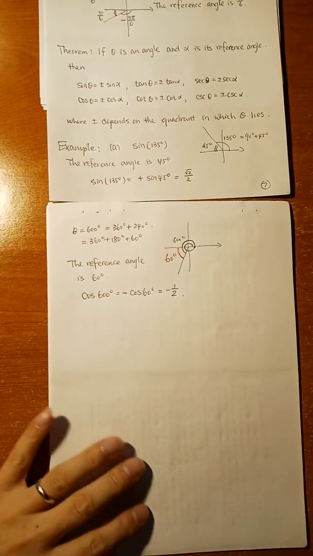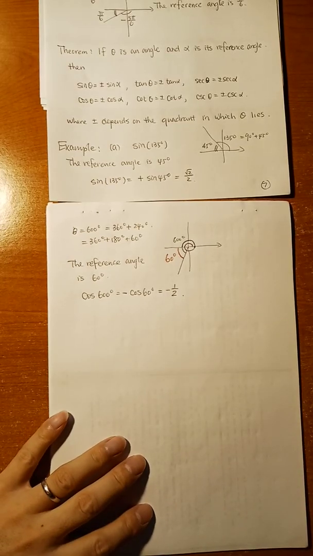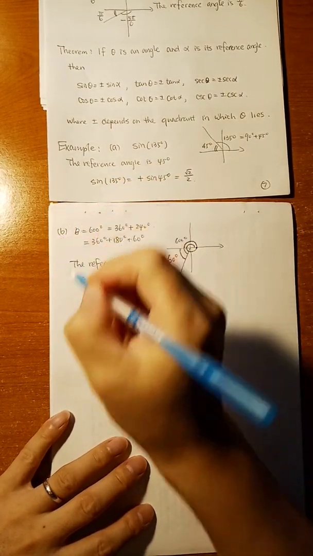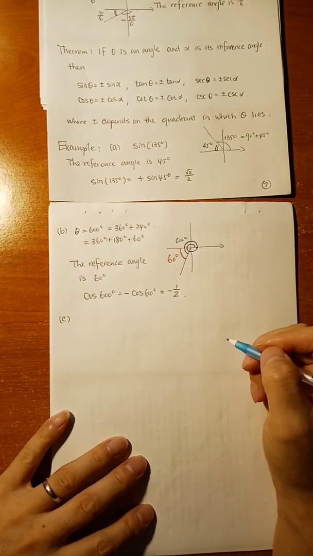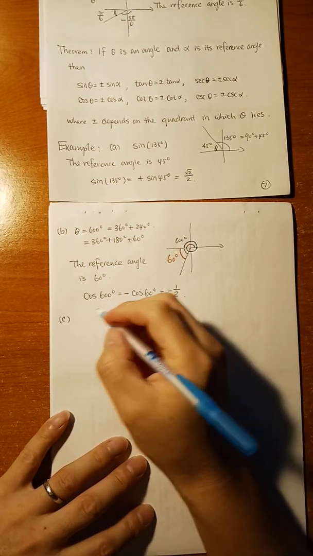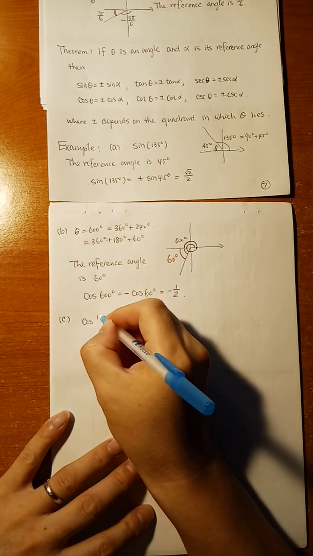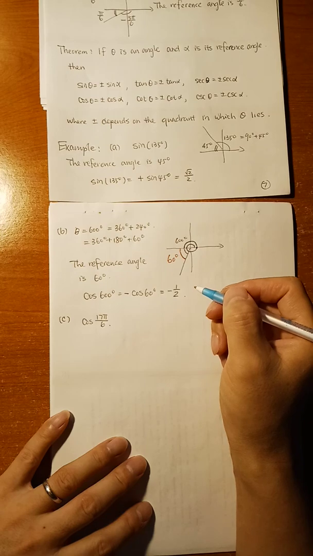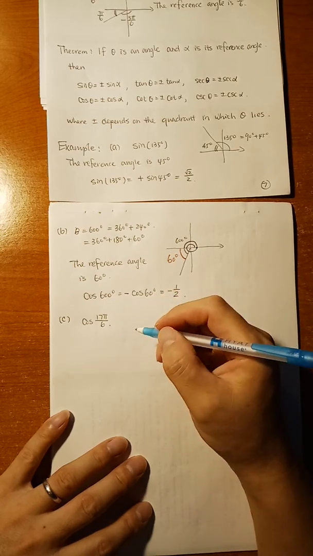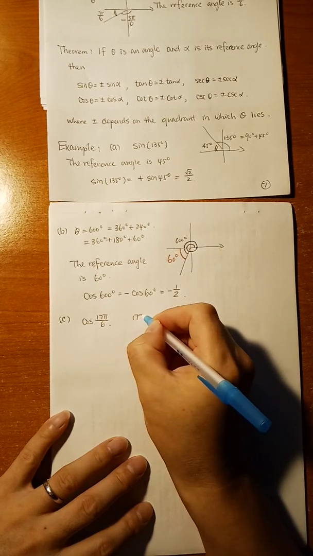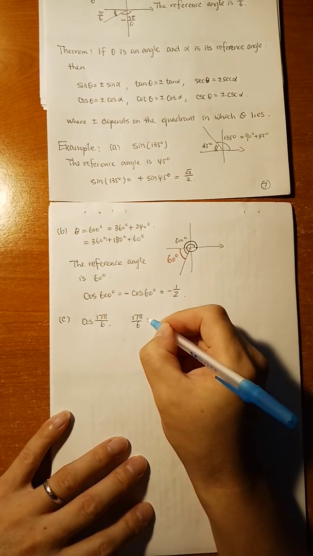Let's continue this discussion. In the third example, we have cosine 17 pi over 6. Cosine 17 pi over 6. Let's try to break it down, okay? So 17 pi over 6.